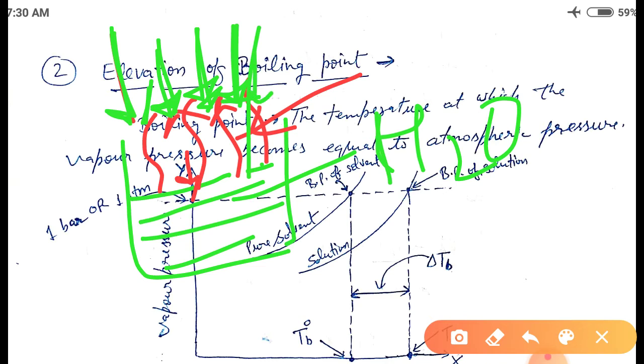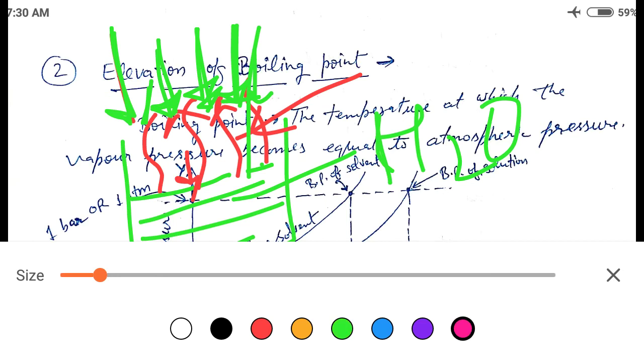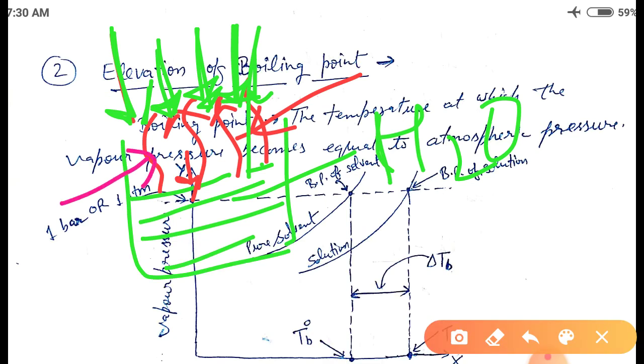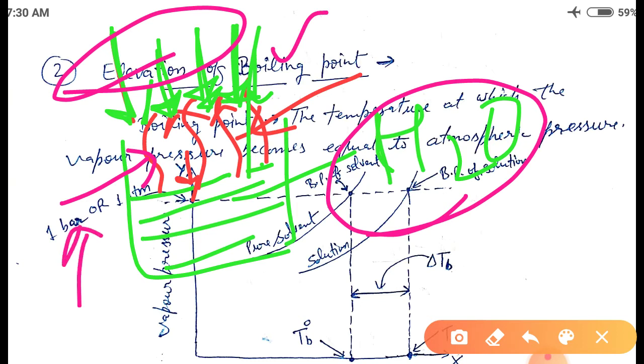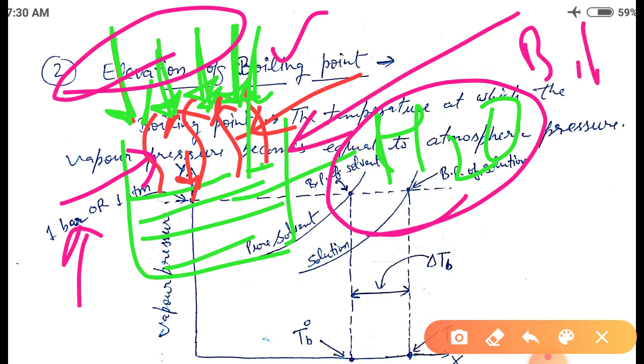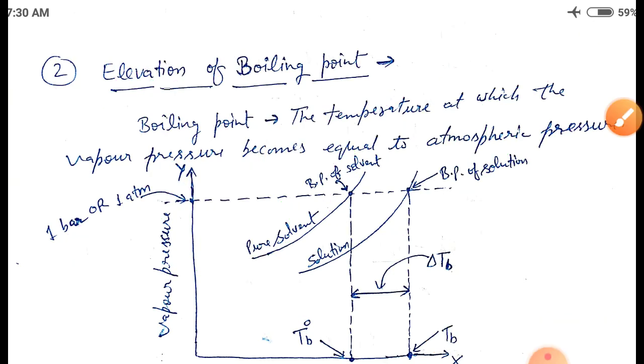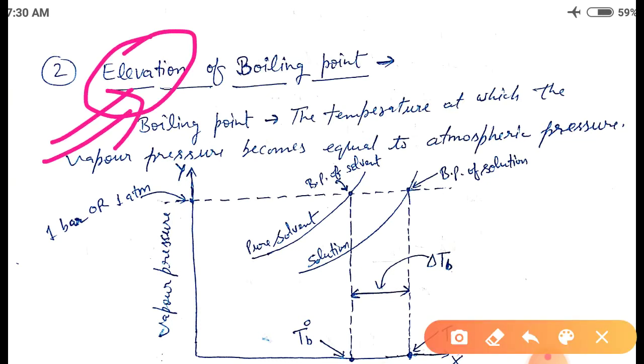When the vapor pressure of the water becomes equal to this atmospheric pressure, then the water boils at this temperature, and that temperature is the boiling point. Got it? That's the simple concept. Now we understand the elevation of boiling point. Elevation means there is an increase in the boiling point.